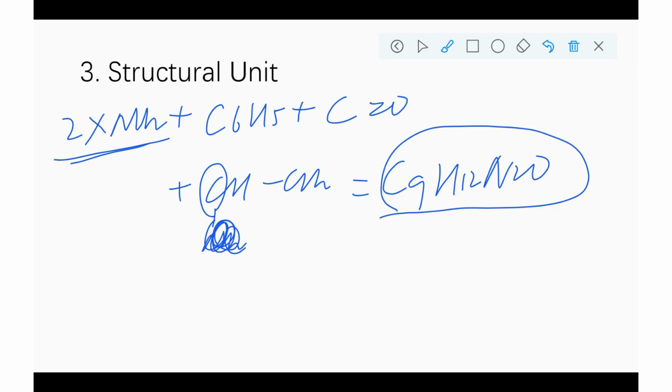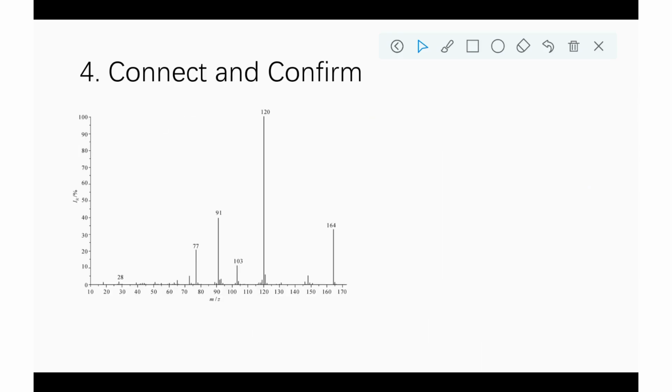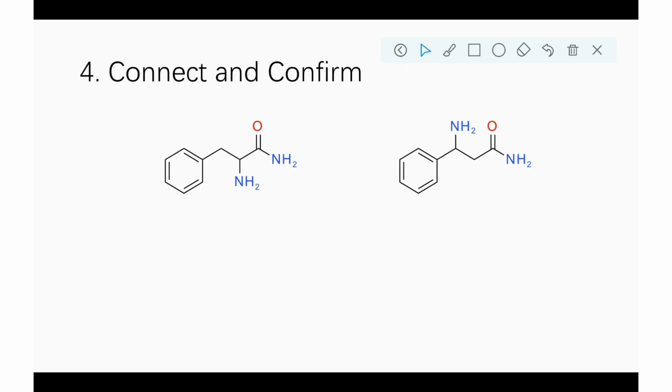So we go to the final step, which is to connect our structural units. Since we already know that our aromatic ring is monosubstituted, that leaves us only two ways to connect the units. So we're going to call this structure 1 and this structure 2, and we're going to see if we can find out which one is the correct one by looking at the mass spectrum.